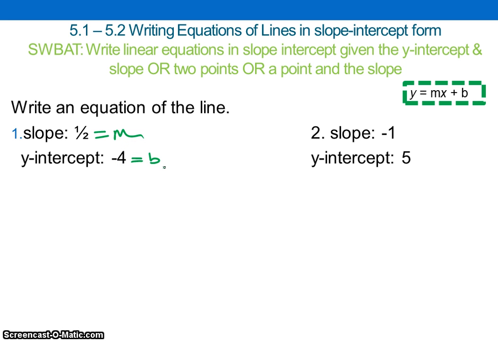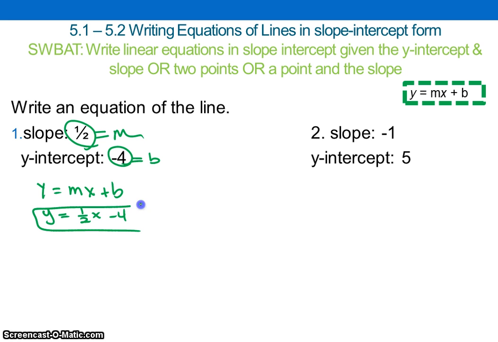So now all we need to do is plug it into our slope-intercept form, y equals mx plus b, plugging in m is 1/2, and b is -4. So we have y is 1/2 x minus 4. And that's it. So, Miss Fitzgerald, can you try number 2? I'd love to, Miss Hygra.